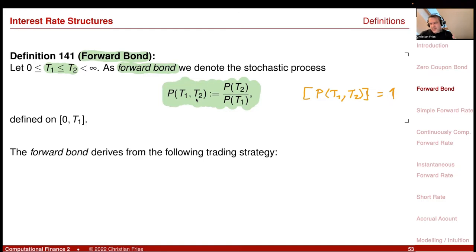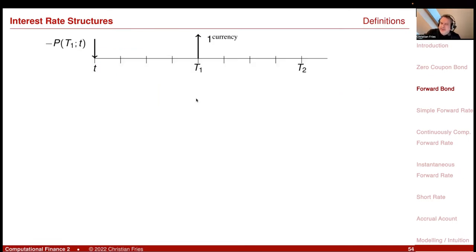So it's not a payment we receive. It could be, however, the amount, the part without the unit of a payment. What is this object? The forward bond derives from the following trading strategy.